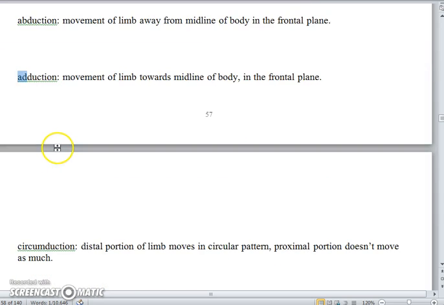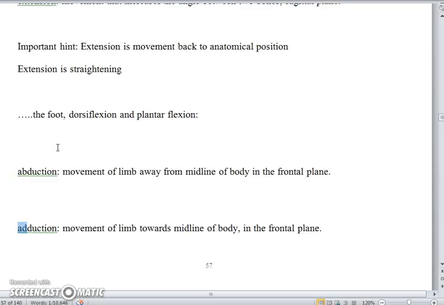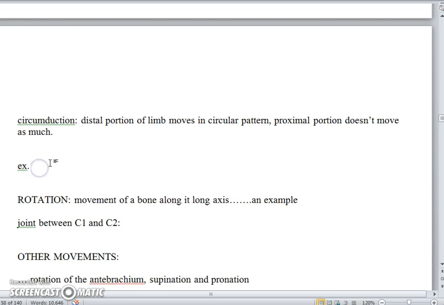I didn't do examples here. Like the shoulder, just right at the shoulder there. That's a good one. The hip will circumduct too, if you want to do that.